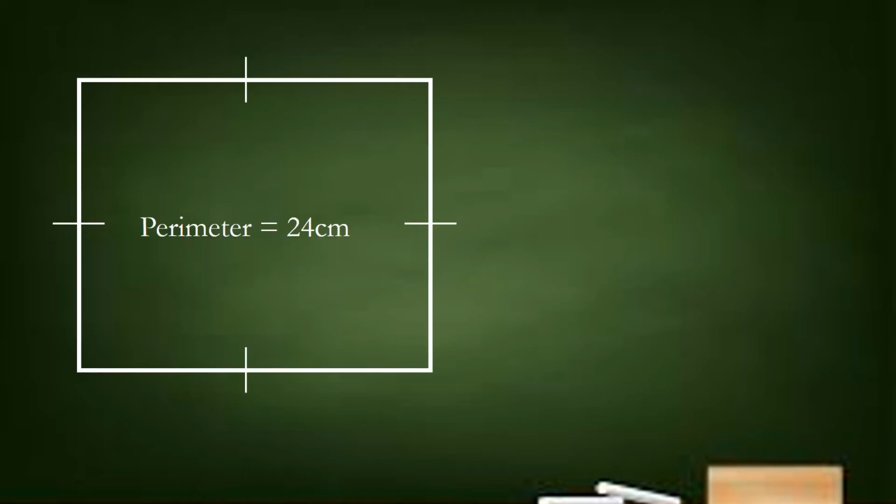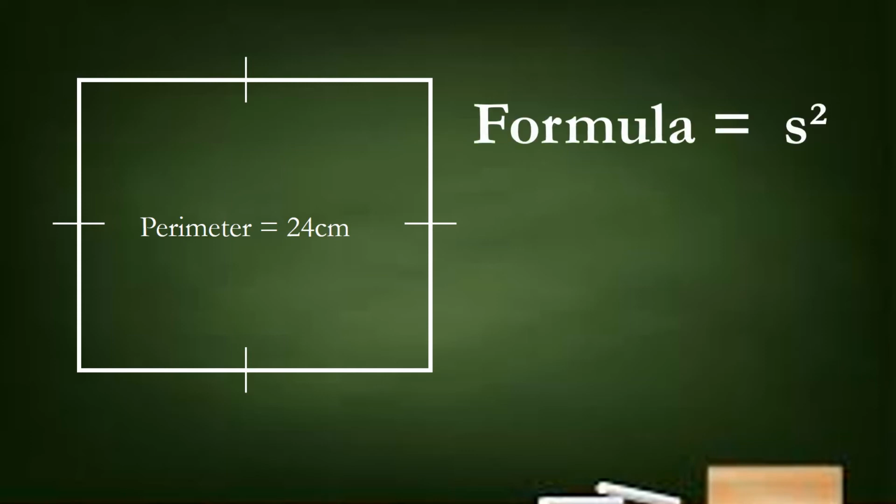Okay, so the first one we're going to look at is the square. Now the information that we've been given is that the perimeter of the square is 24 centimetres. So we are going to be using the formula s squared, which we know is the side squared. So how are we going to work out the length of our sides? We know that this little symbol here means that all of those sides are the same length. So we know that they're all equal.